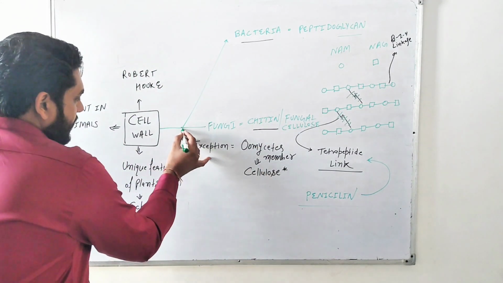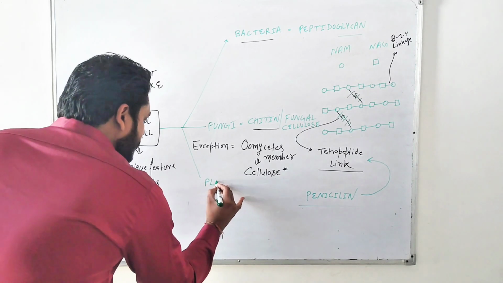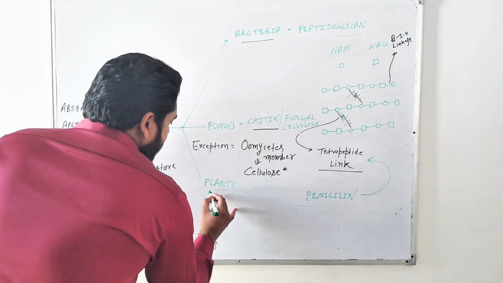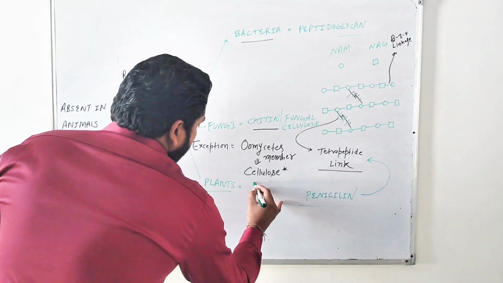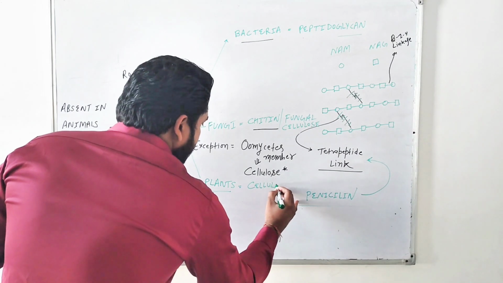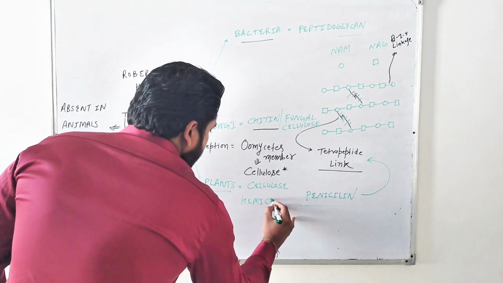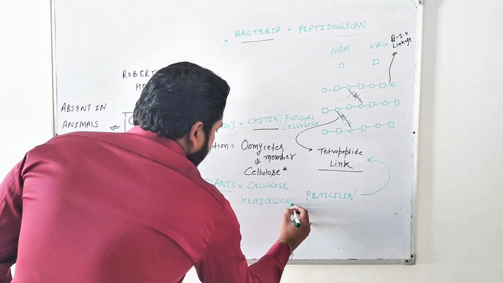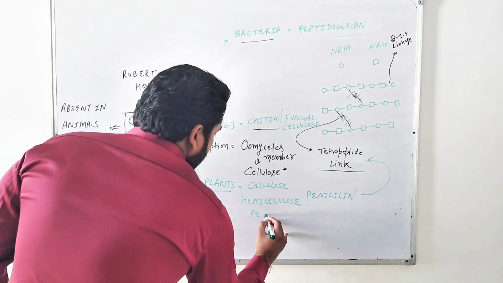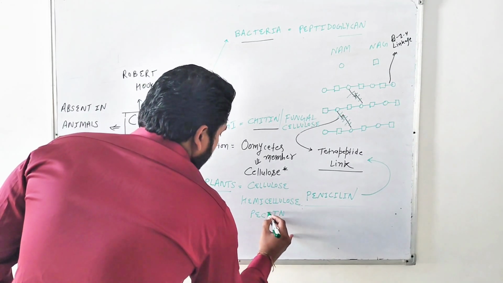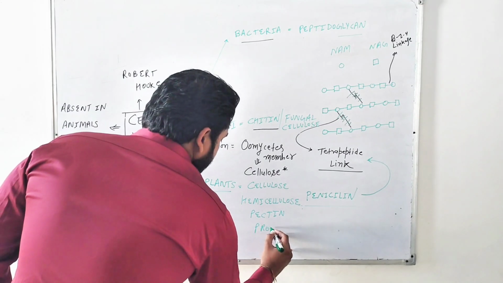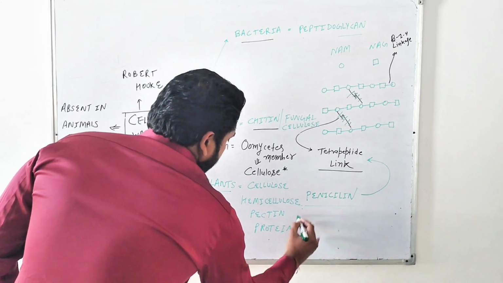Now next, in case of plants. In the plant case, we have to remember that the plant cell wall is made up of cellulose. Next one, hemicellulose. Next pectin, and next protein. So these four components are present in the cell wall of plants.